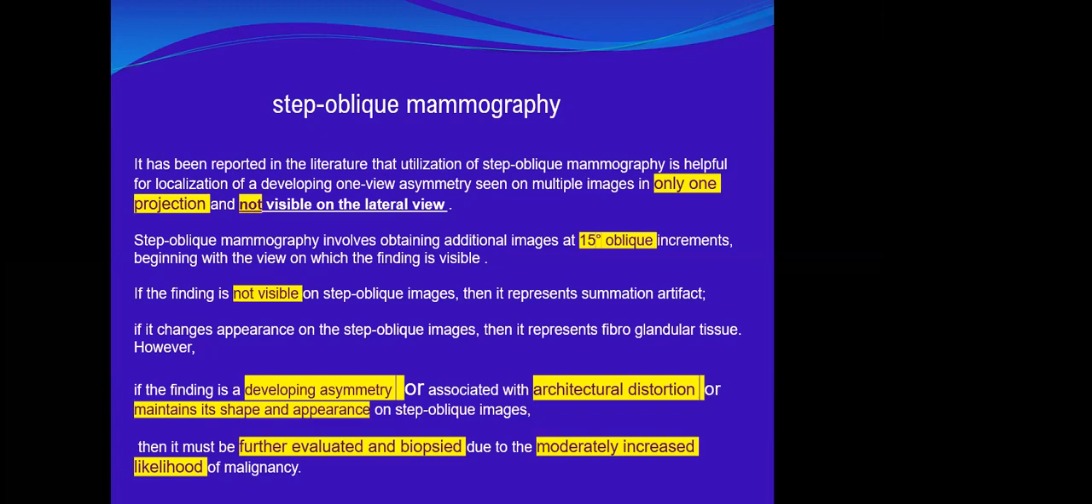If the finding is not visible on step oblique, then it represents a summation artifact. If the finding is a developing asymmetry or associated with suspicious findings, even if you did not see it, you have to do ultrasound or proceed to biopsy. You should not ignore it. Okay. What about the roll view?